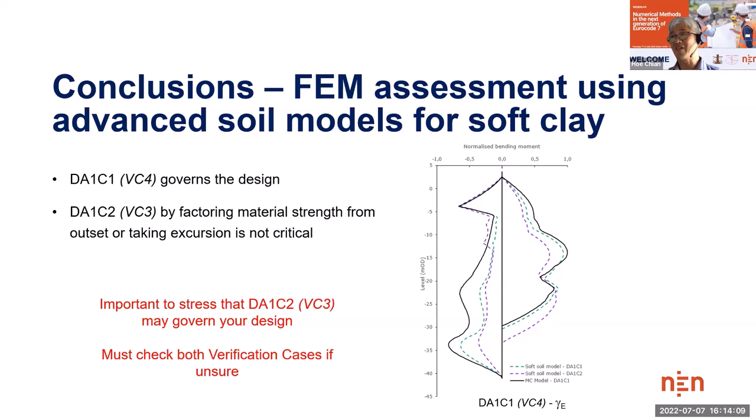It's important for me to stress that verification case three is not important here possibly because of the geometry, the construction sequence and the ground conditions that I have used to present this design case. Your design may be governed by verification case 3. So you must check both verification cases if unsure. Obviously, the recommendation of the code is that you use the most unfavorable out of the two design approaches or out of the two verification cases. And that is a critical point that you must take away. If you are not sure, check both of them.